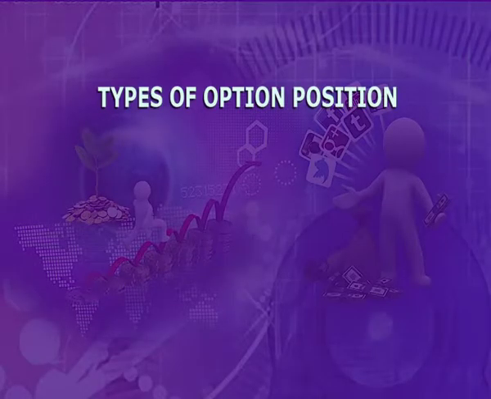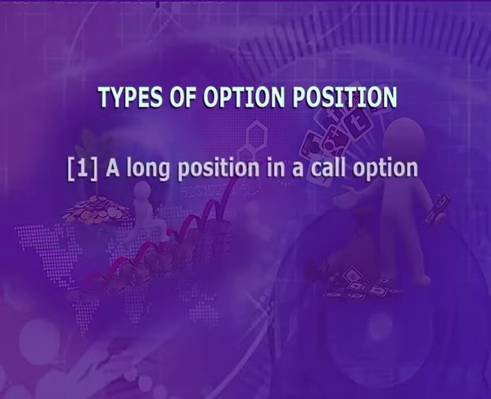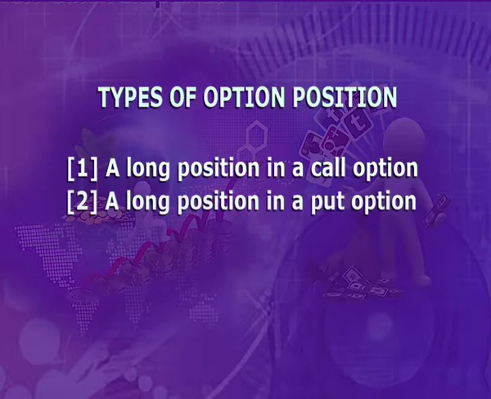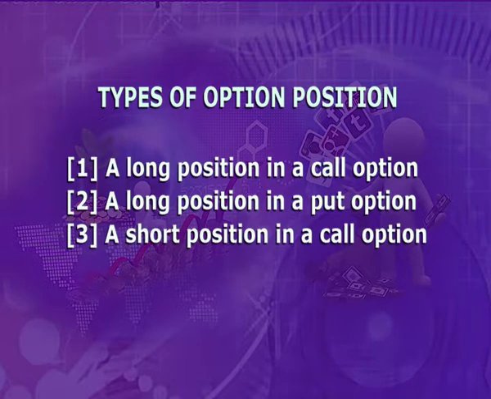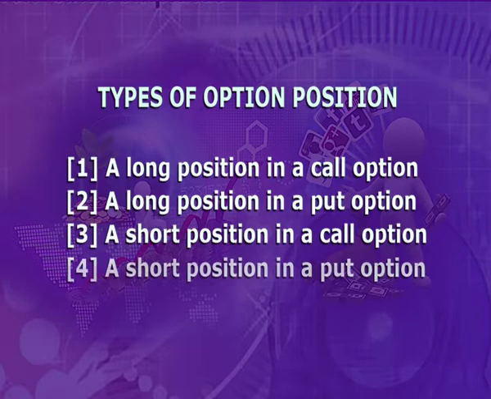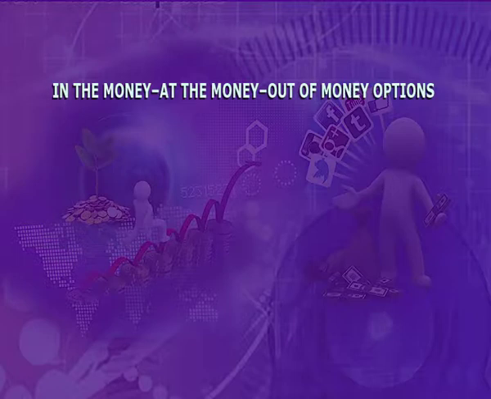There are four types of option positions. Number 1, a long position in a call option. Number 2, a long position in a put option. Number 3, a short position in a call option. Number 4, a short position in a put option. Options are referred to as in the money, at the money, or out of the money. Now friends, let us understand what are in the money, at the money and out of the money options.